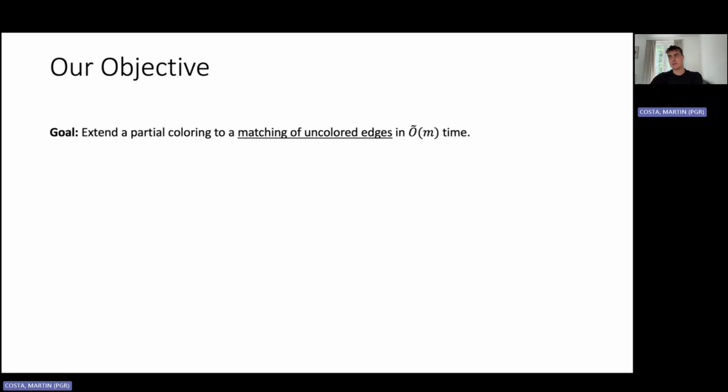And this might seem like it's a significantly easier task than computing a whole Delta+1 edge coloring of a graph. But a very straightforward reduction by Gabow et al. actually shows that if you have some Delta+1 edge coloring, where all of the edges are colored apart from some edges that form a matching, and you can extend the coloring to these edges in near linear time, then by some simple divide and conquer approach, you can get an algorithm that computes a Delta+1 coloring from scratch in near linear time as well.